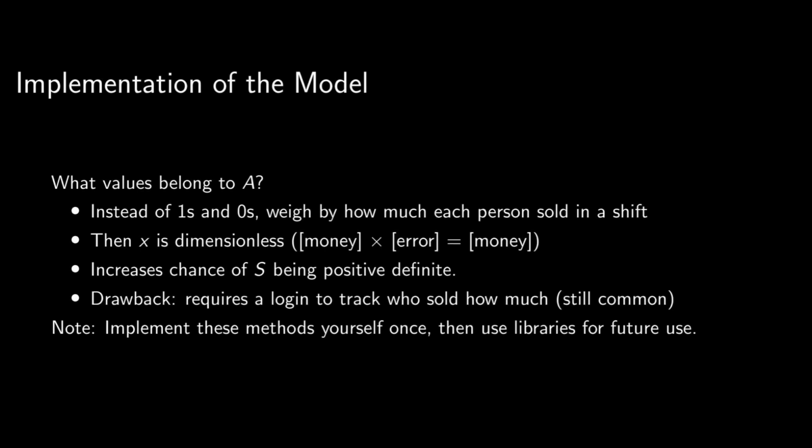Before I conclude, there is one modification to the problem that might improve it even further. Instead of simply tracking who worked on what till during what shift, a login system could track who sold how much on a given till for a given shift, and then weigh the system by the amount sold. This would increase the chance that S is symmetric positive definite, but it also means that the variables are now dimensionless. If that word dimensionless means nothing to you, check out my latest meme stream, where I talk about the importance of dimensions as a key tool to mathematical modeling.